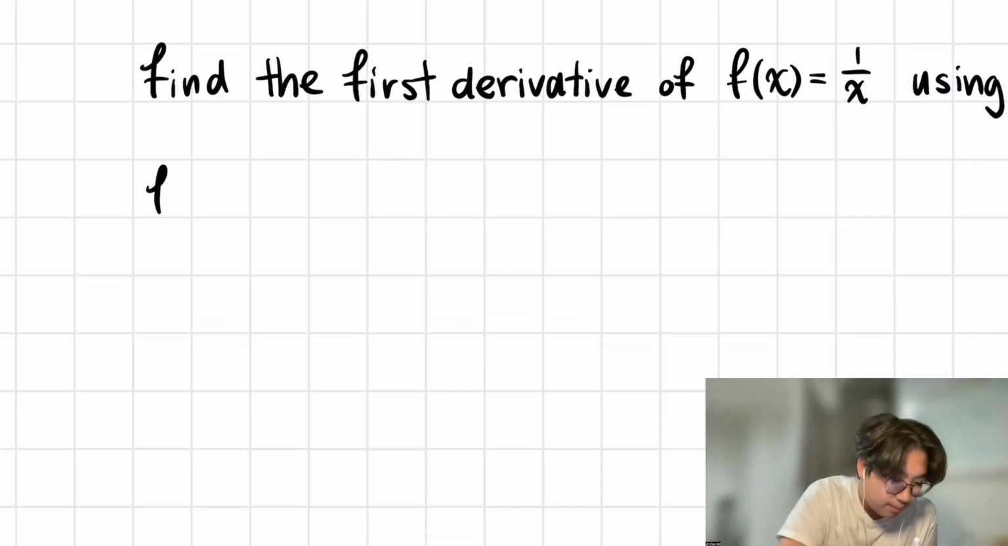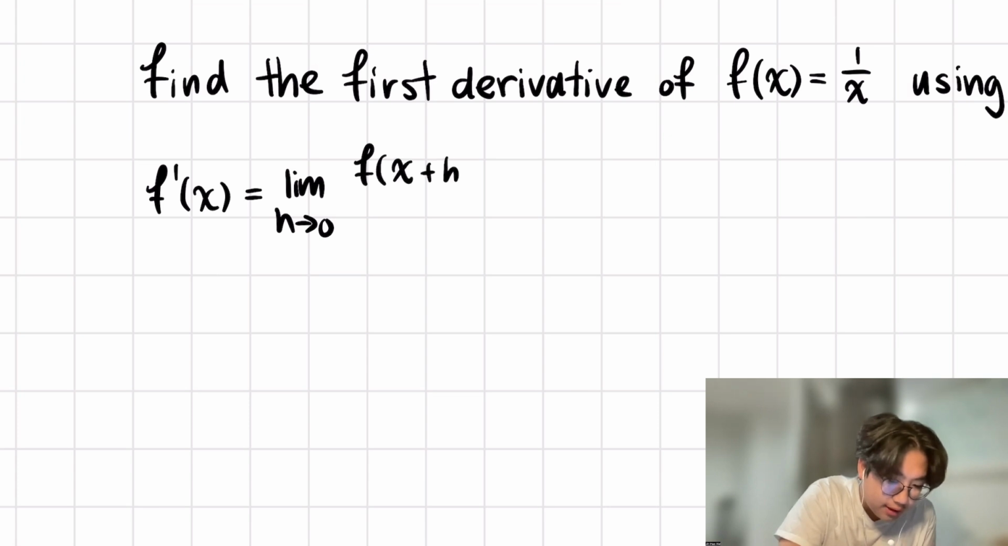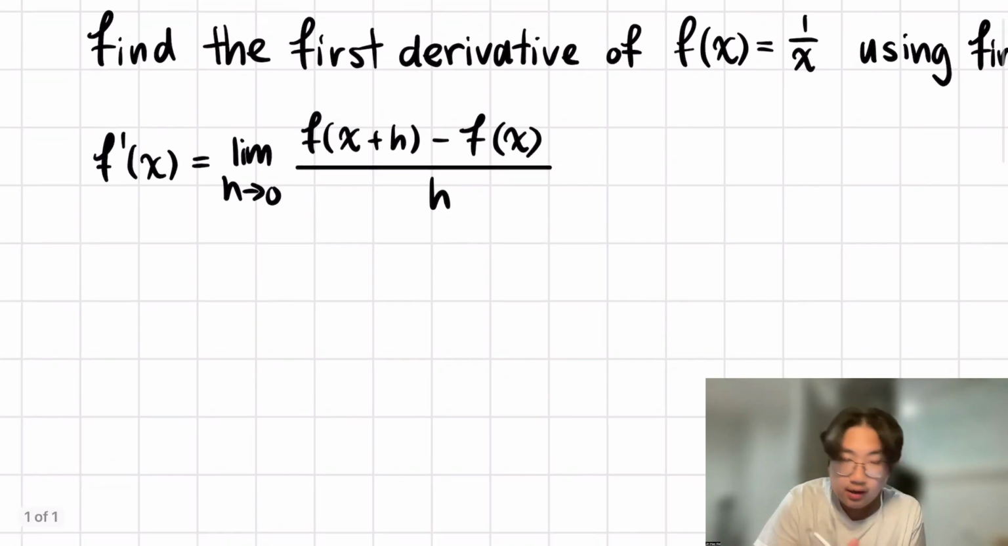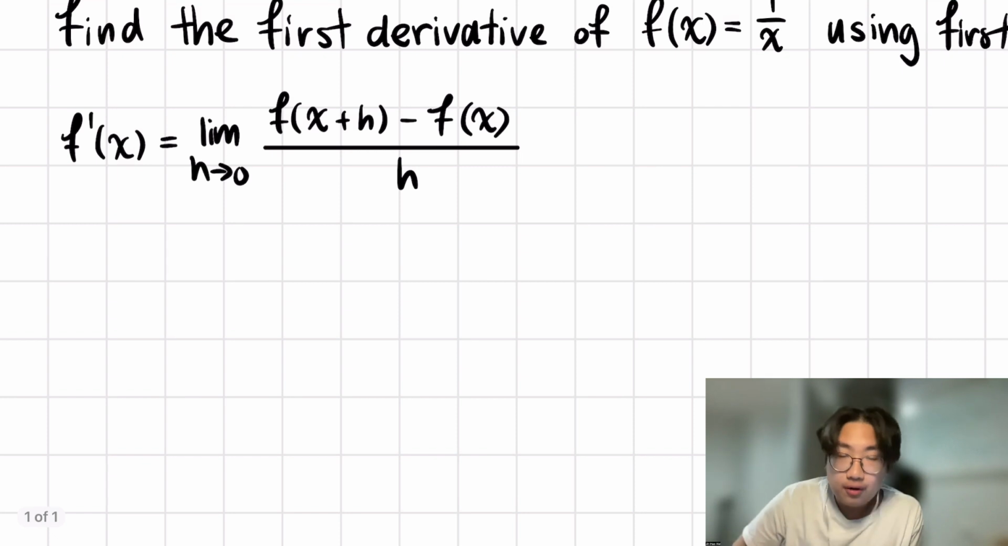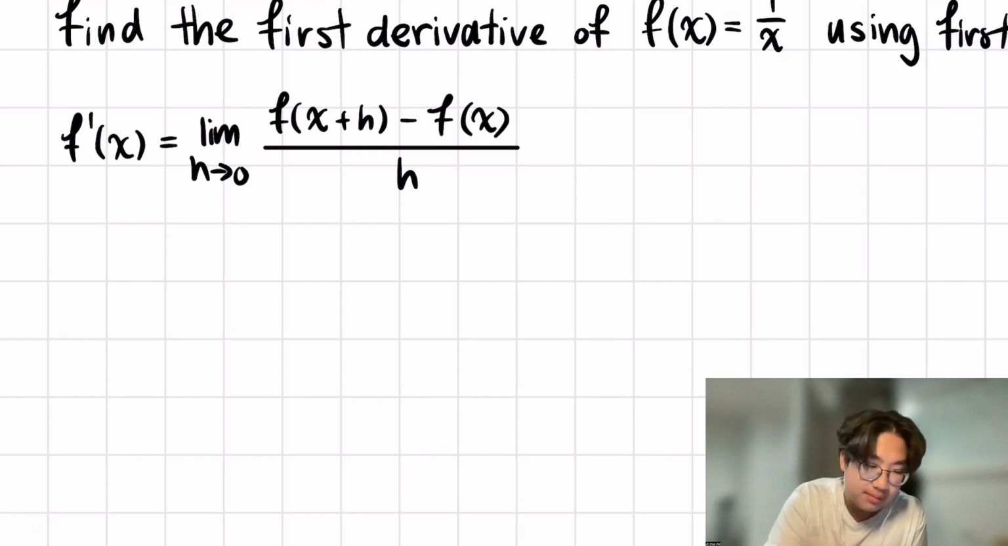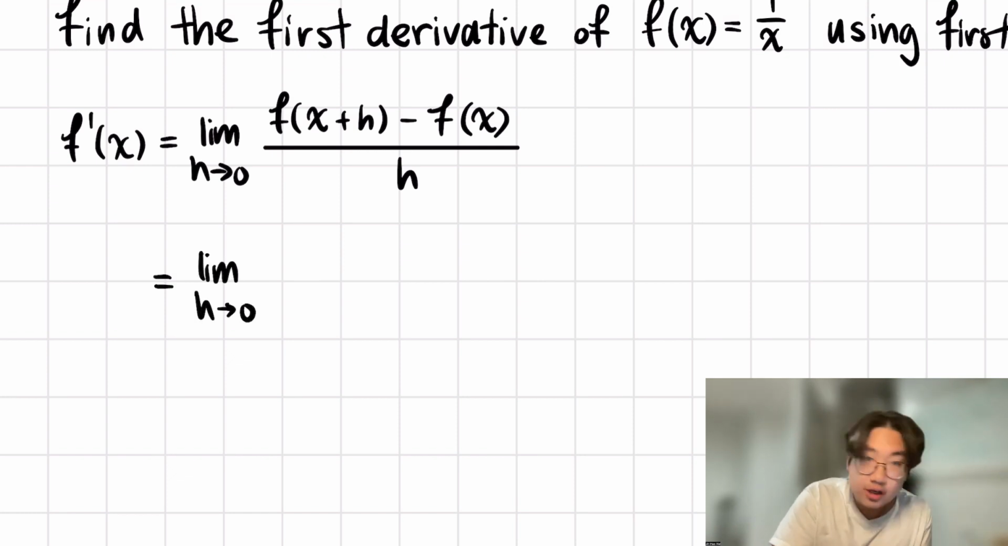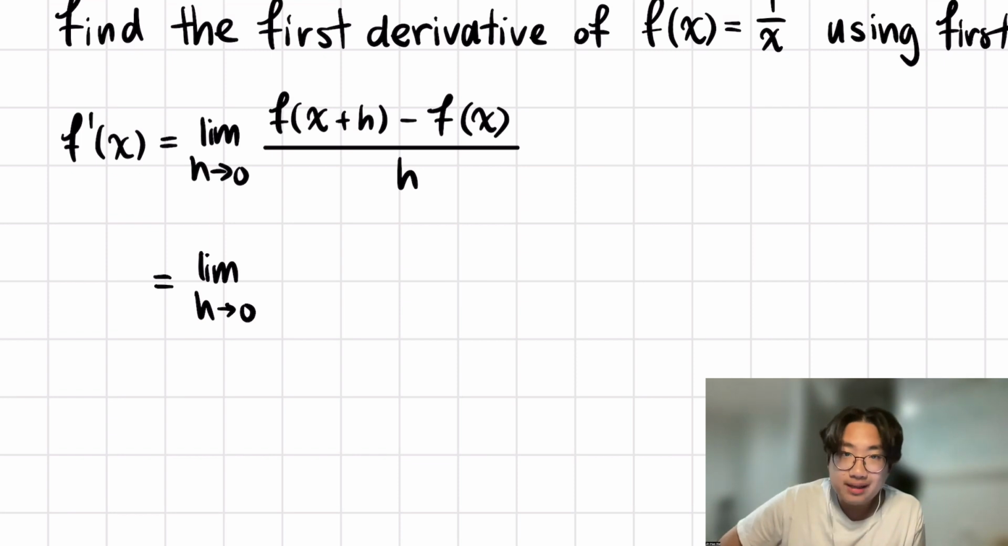So we have f prime of x is equal to the limit, again, as h approaches 0 of f of x plus h minus f of x, all divided by h. And then here we plug in 1 over x for f of x, and for f of x plus h. So we then have this. And again, as I keep mentioning, always keeping the limit notation until we finally drop it at the end when we use a direct substitution.